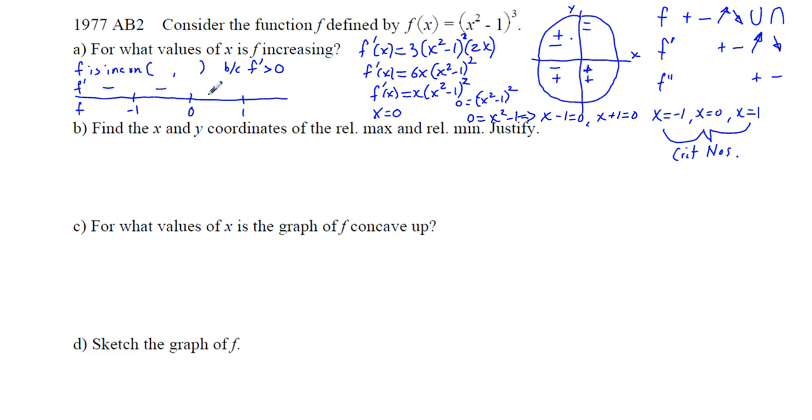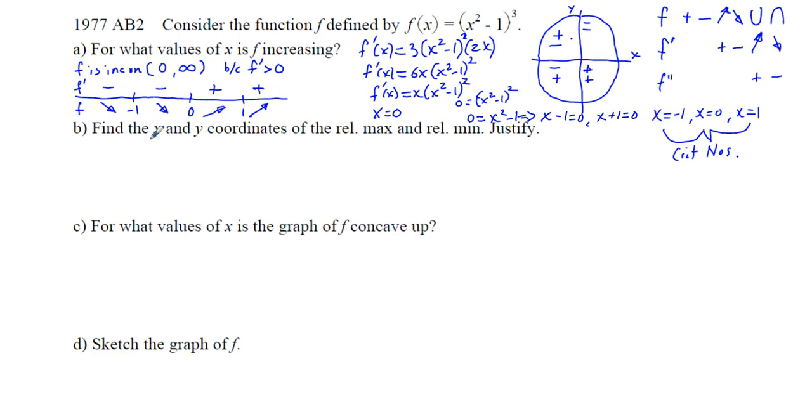Greater than 0, increasing. Greater than 1, increasing. So the underlying function is decreasing from negative infinity to negative 1 and continues to decrease until 0, and then starts increasing at 0 and continues to increase up to less than infinity. And so f is increasing on 0 up to less than infinity because f prime is greater than 0.